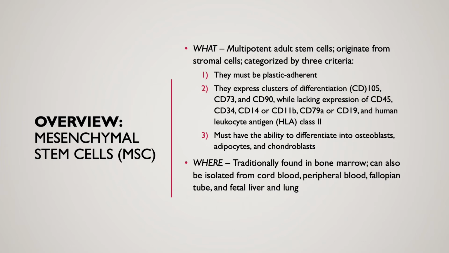There are two important questions that must be answered before we move forward. 1. What are mesenchymal stem cells? And 2. Where do they come from? MSCs are multipotent adult stem cells, meaning they have the capability to divide into one or more different types of cells in the body. They originate from stromal cells, which are cells that become connective tissue of any organ.